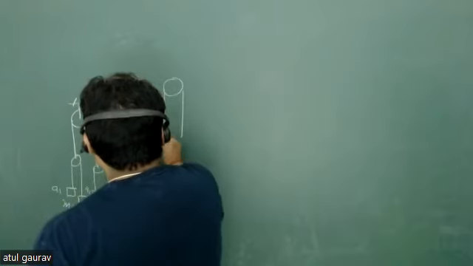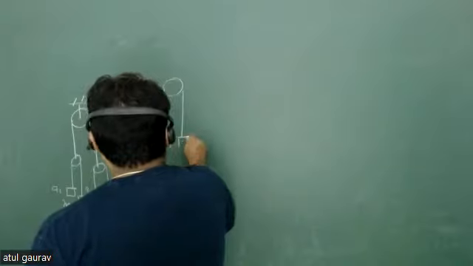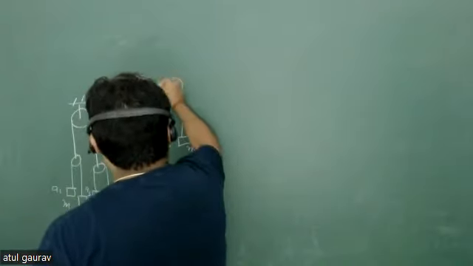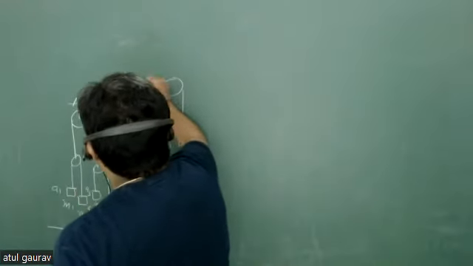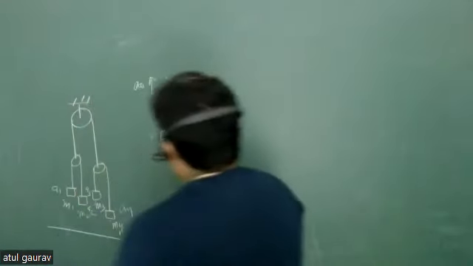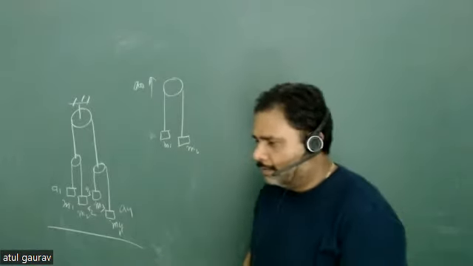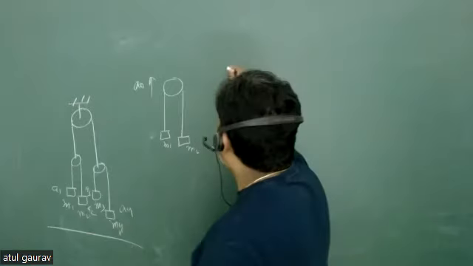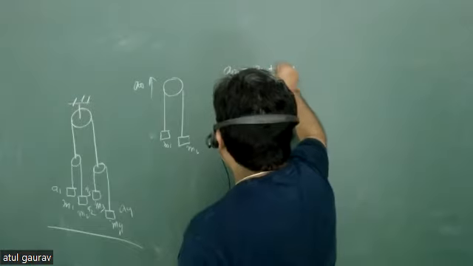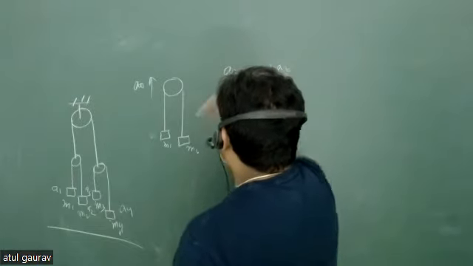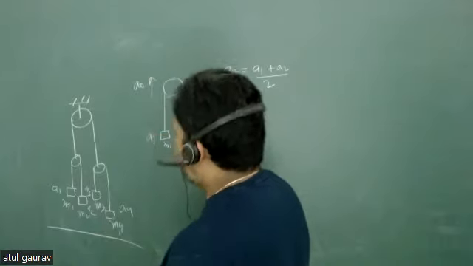Suppose this is your M1 and this is your M2. So I can assume this whole system is moving upward with acceleration A0. So this is the last problem, isn't it? Yes. So from here we can write A0 is equal to A1 plus A2 by 2. The acceleration of this is A1, the acceleration of this is A2.